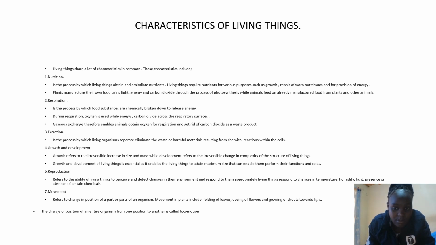Then the next is reproduction. Reproduction, this is the ability of living things to perceive and detect changes in their environment and respond to them appropriately. Living things respond to changes in temperature, humidity, light, presence or absence of certain chemicals. So they perceive and detect changes in the environment.